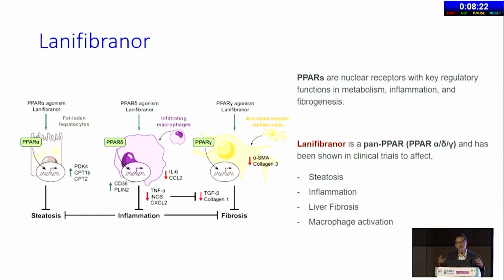So you do need some PPAR gamma, but PPAR gamma agonists have some issues with pioglitazone. You get the weight gain, you have fluid retention, and you can even get some dilutional anemia. So people are looking at these combinations. So Lani is a pan-PPAR, and actually it has been shown to affect all of the different features of NASH.